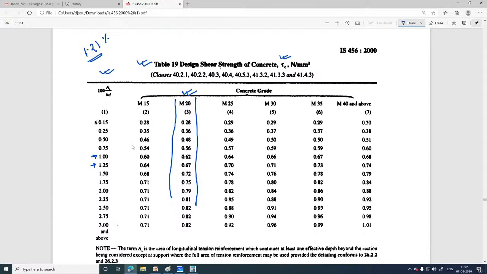So you can determine the exact value for 1.21 percentage, but if you need to determine the exact value, you need to make the interpolation, right? So let's determine by using the interpolation. In the previous problem we directly put the value. Now I will show you how to make the interpolation. So we just write the two values corresponding to the percentage of steel. For 1 it is 0.62, for 1.25 it is 0.67.